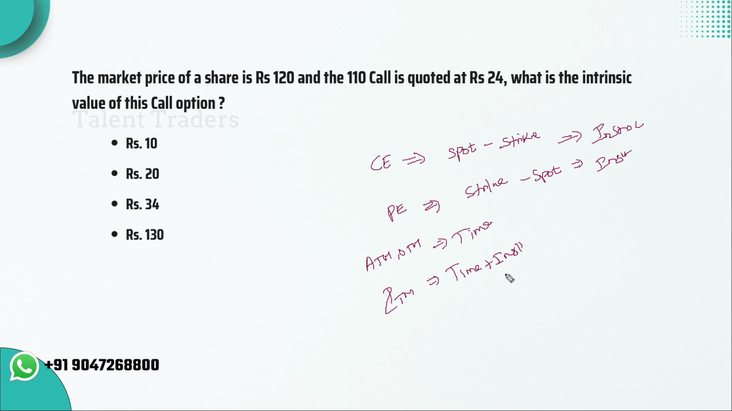So for the intrinsic value, in this case it is a call option. The spot market is 120, spot minus strike 110. What would be the answer? If you get a positive answer, that is the intrinsic value. If you get a negative value, that is an OTM option. If you get 0, that is an ATM option. So exactly 10 rupees is the intrinsic value of this particular call option. You need to remember spot minus strike for a call and strike minus spot for a put option. So this answer is 10 rupees, and the remaining 14 rupees is the time value in that option.